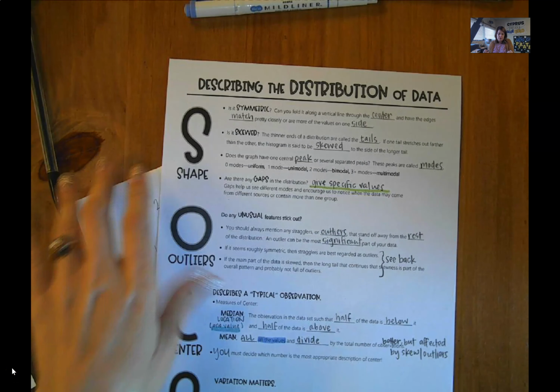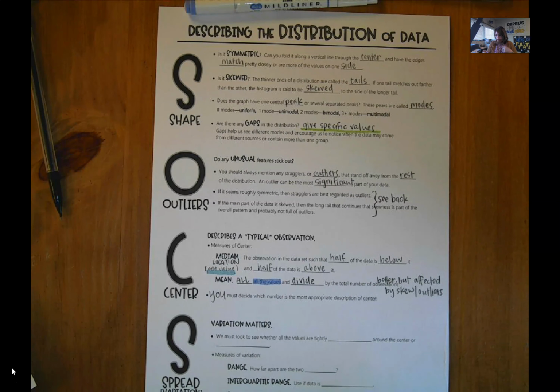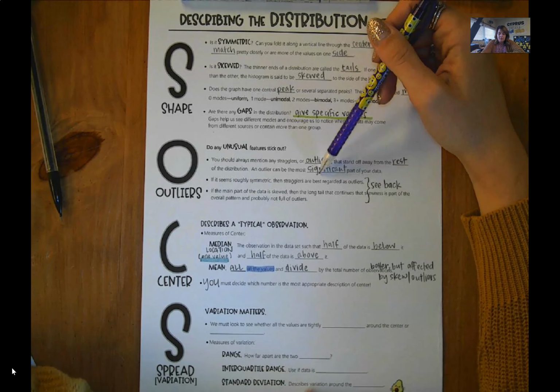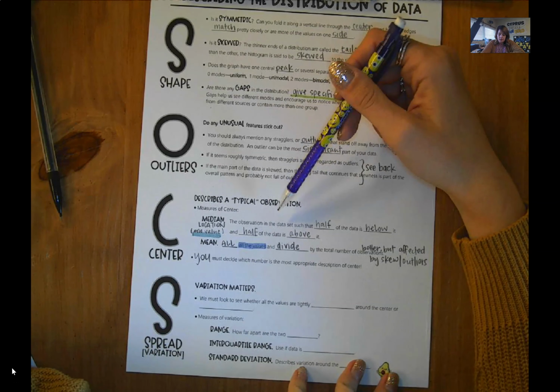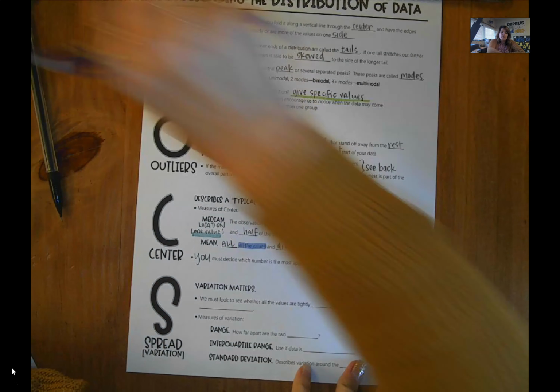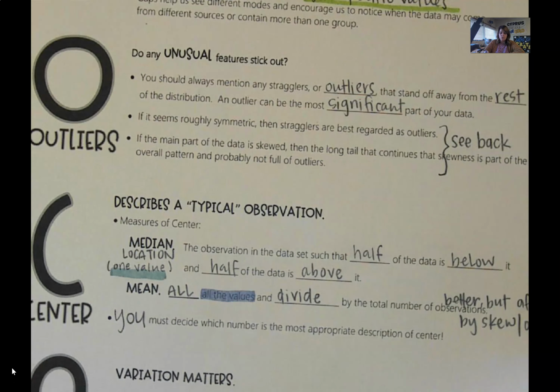Okay, lovies, we're on our last section, and that is the section for spread. So we've covered describing shape, we've covered identifying outliers, we've covered which measure of center to use, and now the last thing that we are going to cover is the spread or the variation in a data set.